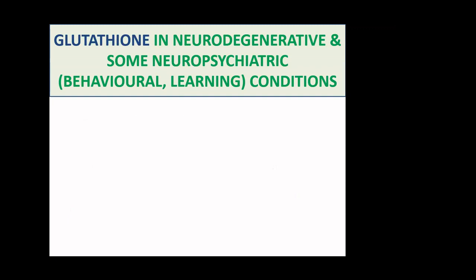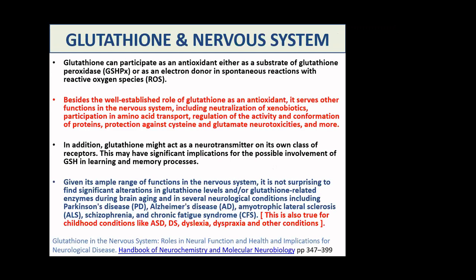Okay, so what about the other neuropsychiatry or behavioral conditions? Glutathione can participate as an antioxidant either as a substrate of glutathione peroxidase, that's the enzyme, or as an electron donor in spontaneous reactions with reactive oxygen species, meaning glutathione can act as an antioxidant by itself, or it can work together with the enzyme system in fighting oxidative stress.